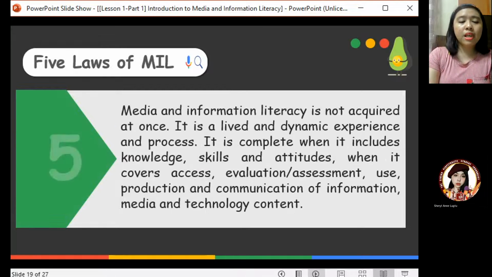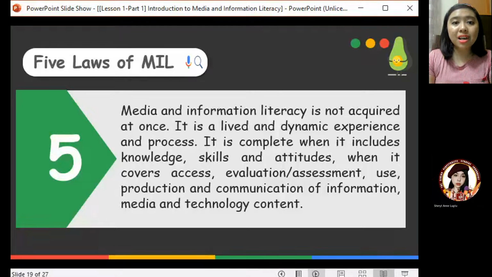Okay? And for the fifth one, media and information literacy is not acquired at once. It is a lived and dynamic experience, and it's also a process. It is complete when it includes knowledge, skills, and attitudes, when it covers access, evaluation or assessment, use, production, and communication of information, media, and technology content. As you see, nothing is really easy in this world. All of us have to go through a rigid process. But take note, even a diamond came from an ore. Before it becomes our precious gem, it's actually a rock, okay, an ore.